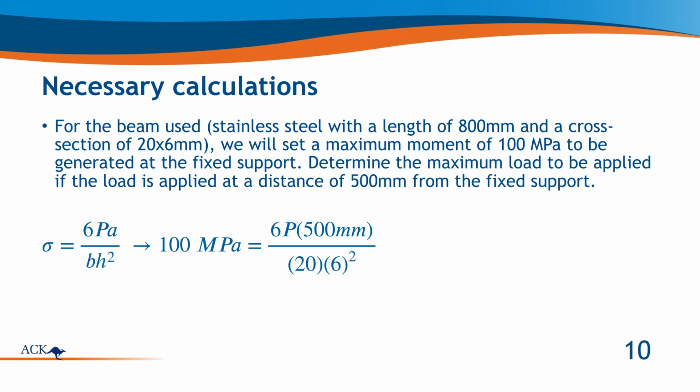So sigma is 6Pa over bh squared, like we saw before. Substituting, 100 MPa is going to equal everything except P. P is going to be our variable. If we solve for P, we're going to obtain P equals 24 newtons. So we're going to try and go lower than 24 newtons. So we're going to select 3 weights that are going to be smaller than this.